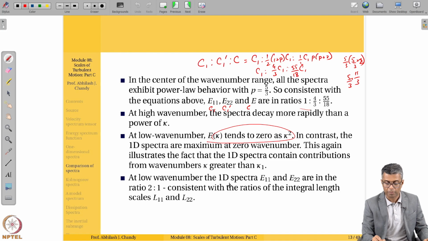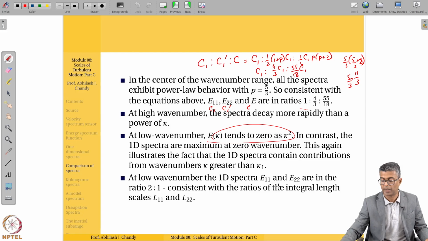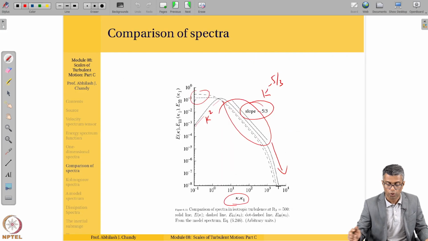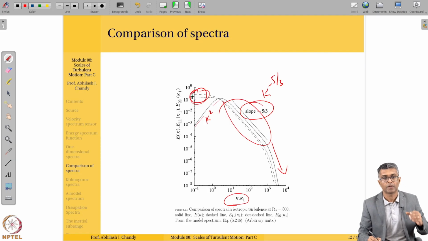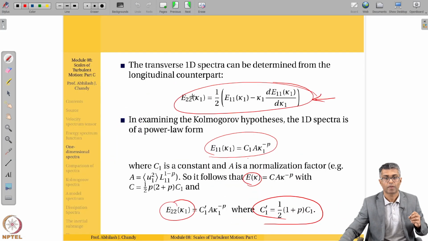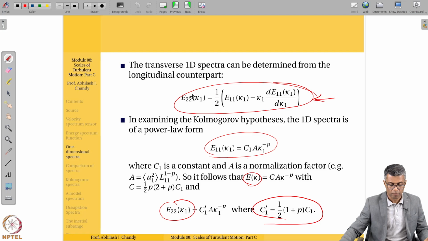So at low wave numbers, the 1D spectra are in the ratio of 2:1, consistent with the ratios of the integral length scales L11 and L22. So what do we mean by that? This right here, they are almost differing by a factor of 2. And that comes from these equations here, for E11 and E22.